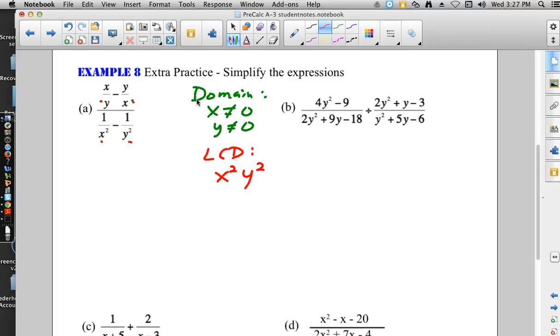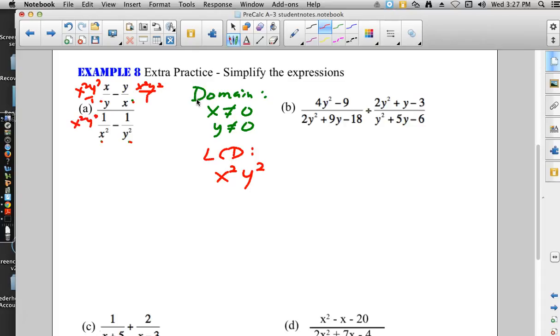So what do we do with that? Well, just what we've been doing before. You multiply every single term by that LCD. So we're going to multiply this x over y times x squared y squared, and you can think of it as over 1 if that helps. And then we're going to multiply this one by x squared y squared over 1.